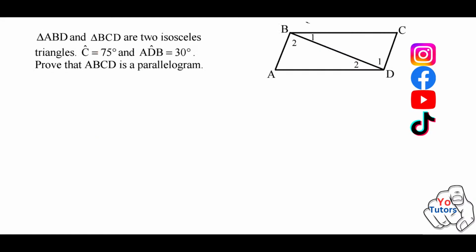Now, let's look at this one as well. ABD and BCD are two isosceles. So we are told that there are two isosceles triangles. So when there are two isosceles triangles, we know what happens: the base angles are equal, and also the sides are equal. Now, let's look at C. C is 75. So they say C is 75. Then ADB is going to be equal to 30.